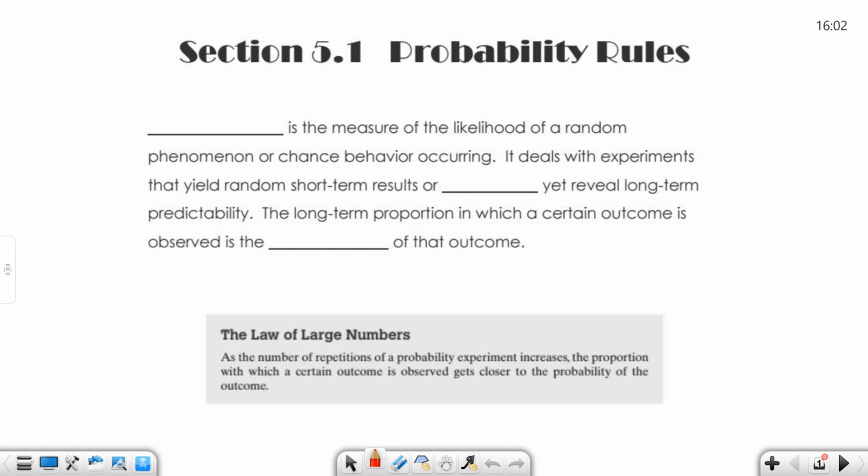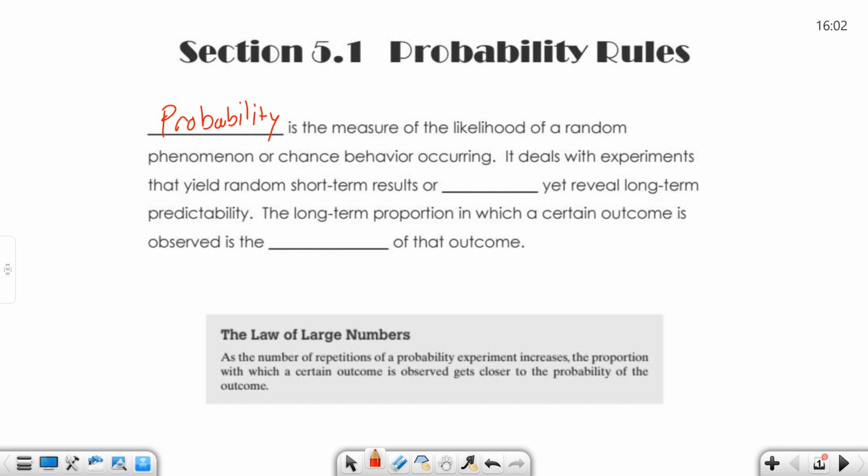All right, this is section 5.1 for stats, probability rules. So blank is the measure of the likelihood of a random phenomenon or chance behavior occurring. That is going to be probability.